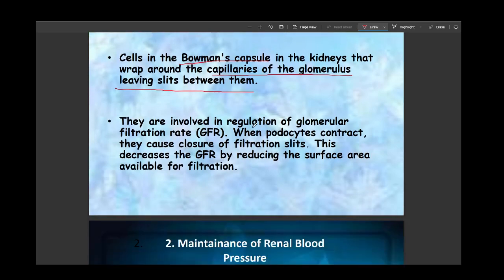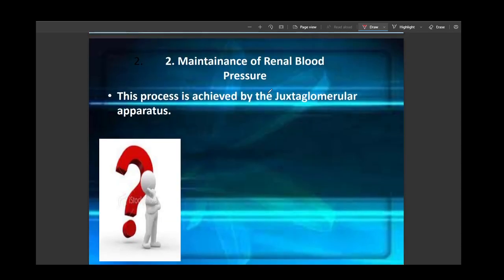They are also involved in the regulation of the glomerular filtration rate, GFR. When podocytes contract, they cause closure of the filtration slits. This decreases the GFR by reducing the surface area available for filtration. Basically, when the podocytes contract, the filtration slits narrow, less passes through, and the GFR is low. Next, maintenance of renal blood pressure.